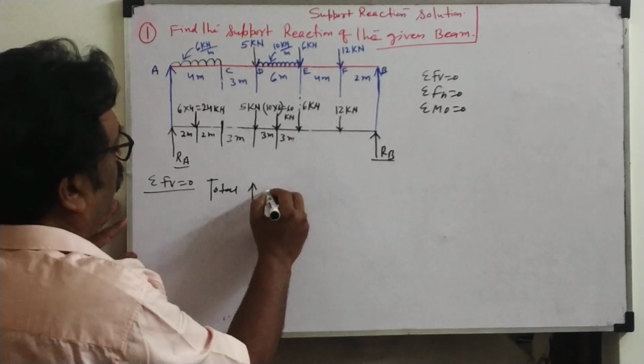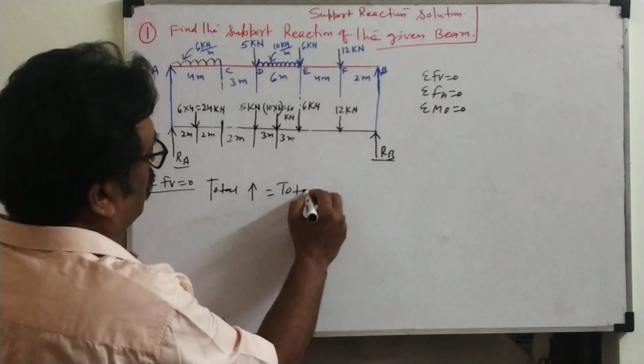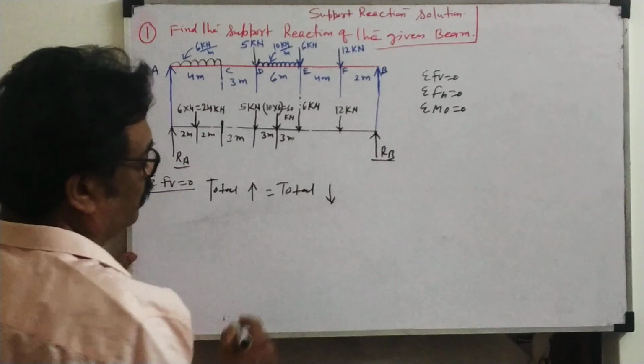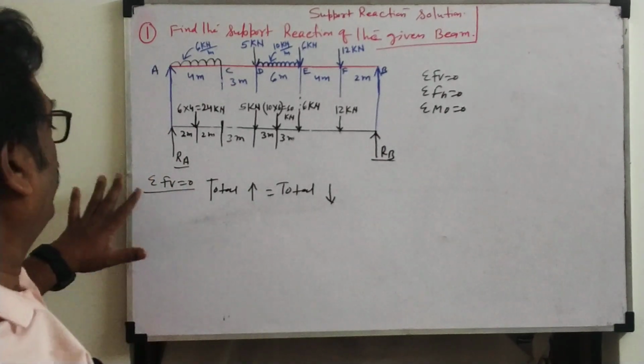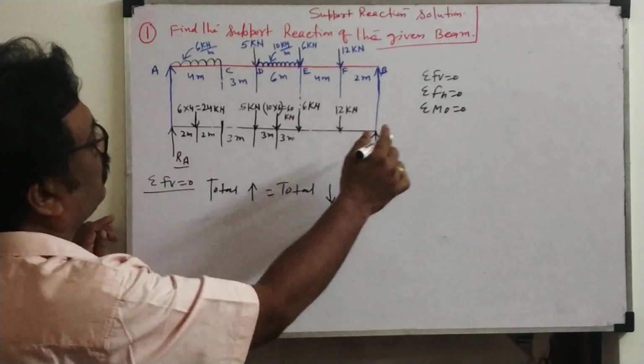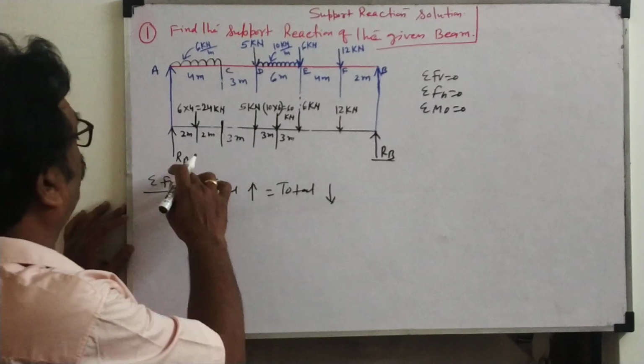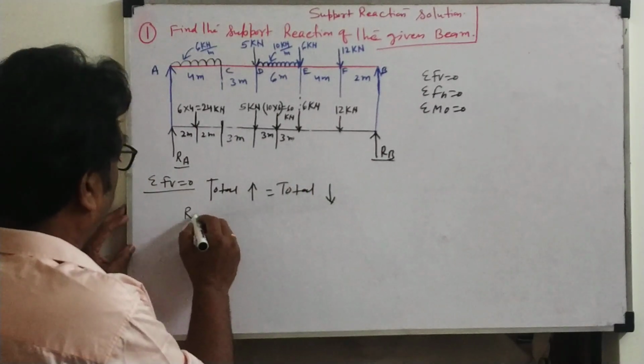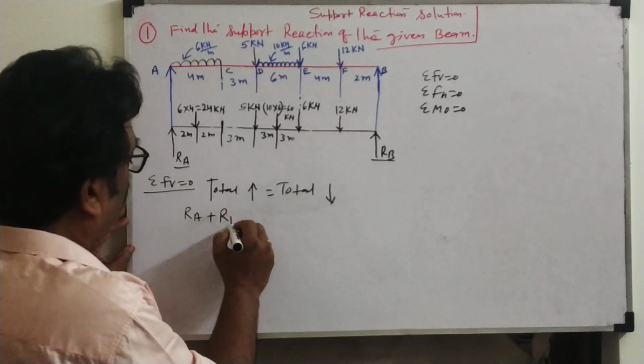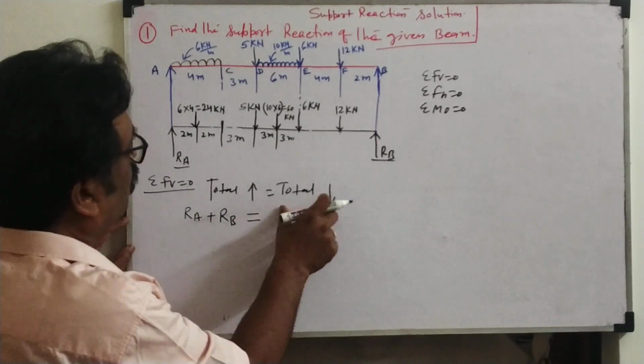Total upward force equal to total downward force. Very simple concept. No positive, no negative. Total upward force is Ra plus Rb, right? Ra plus Rb. Total upward force equal to total downward force.